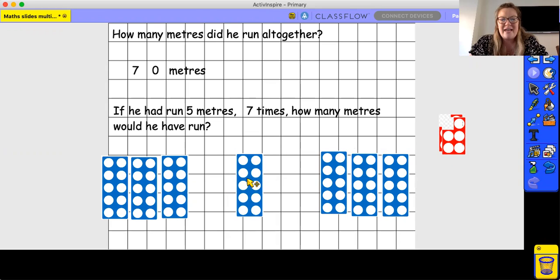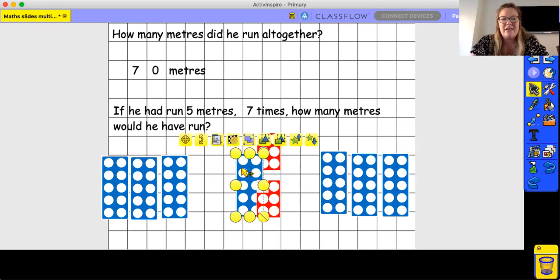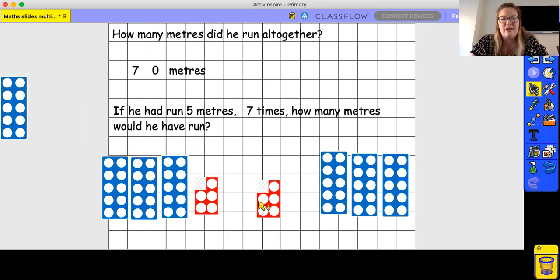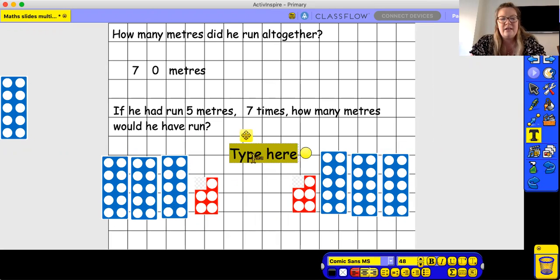Well done. Half of 10 is 5, so I can change my 1 10 for 2 5s. And now it's easy for me to split this in half. What is half of 70? Tell your adult now. Well done. 10, 20, 30, 5. So you can now tell me that 7 lots of 5 equals 35. Very well done if you got that right.